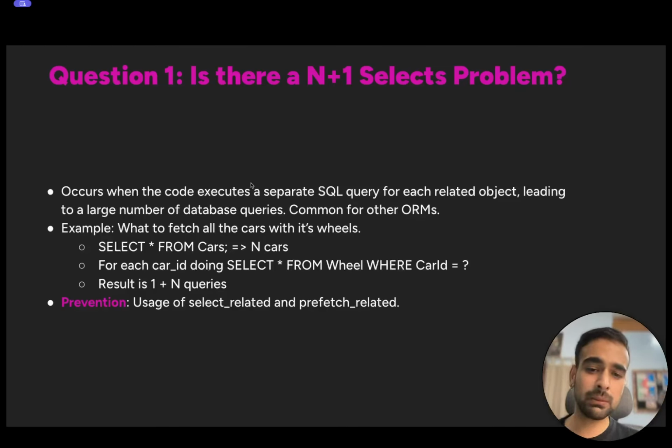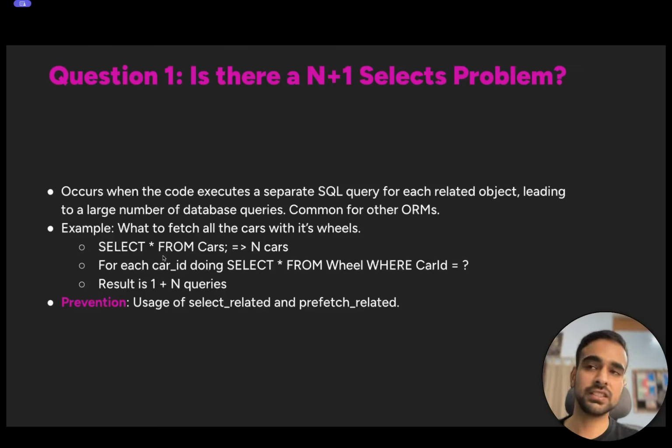Imagine we have two tables, one is cars, another one is wheels. The cars table stores a list of all the cars, and the wheels table stores all the wheels for that particular car with the foreign key of the car ID. So now you want to fetch all the cars and all their wheels. So what you will do is first you will make a SQL query to fetch all the cars.